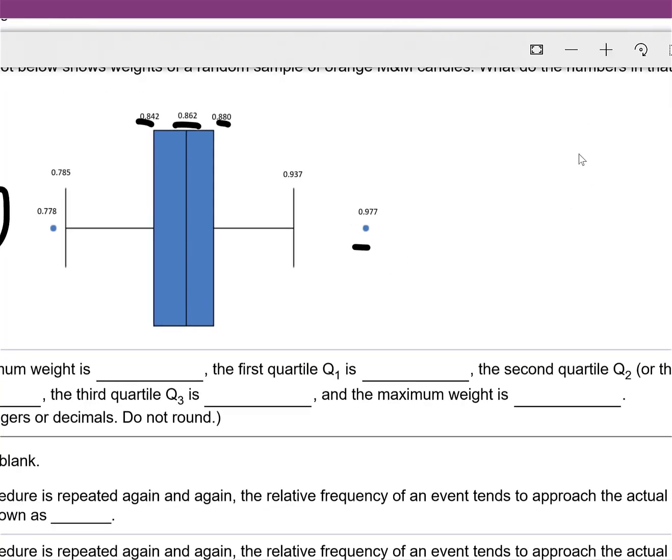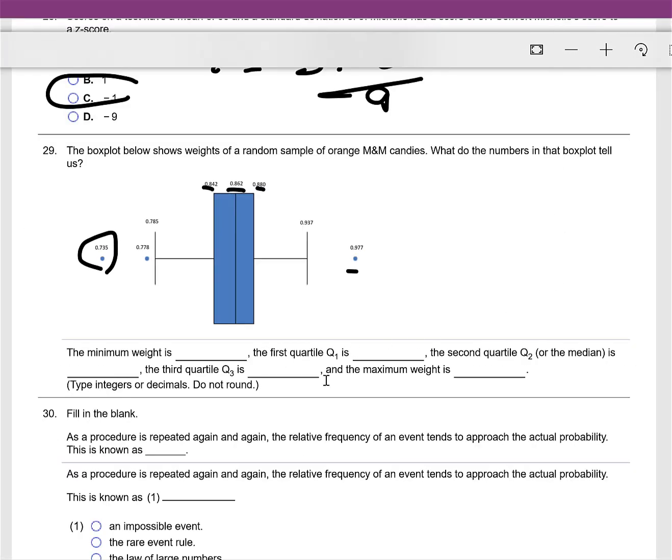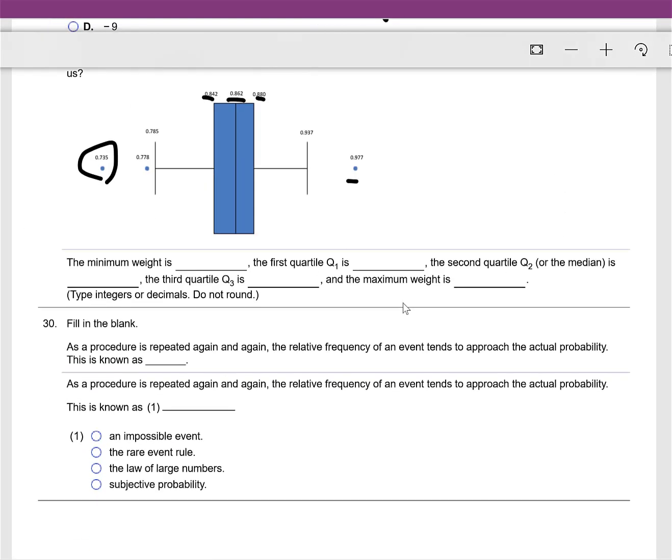So you want to make sure you understand how to read the box plot so you can fill in the values on a problem like this.